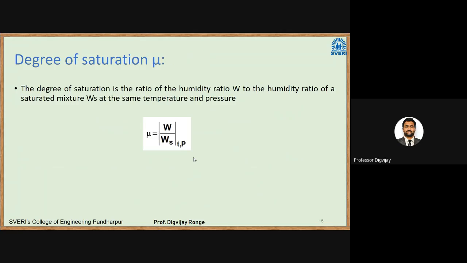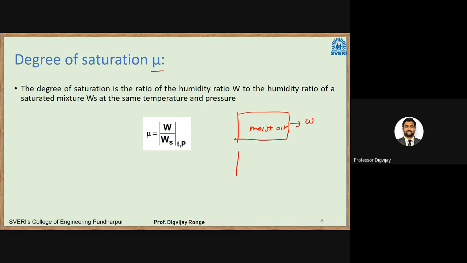And the last but not the least, degree of saturation. So degree of saturation is given by mu. So degree of saturation is the ratio of humidity ratio W to the humidity ratio of a saturated mixture Ws at the same temperature and pressure. Okay. So if you take a mixture of moist air, it will give you some value of humidity ratio. Humidity ratio is the ratio of mass of water vapor to the mass of dry air.